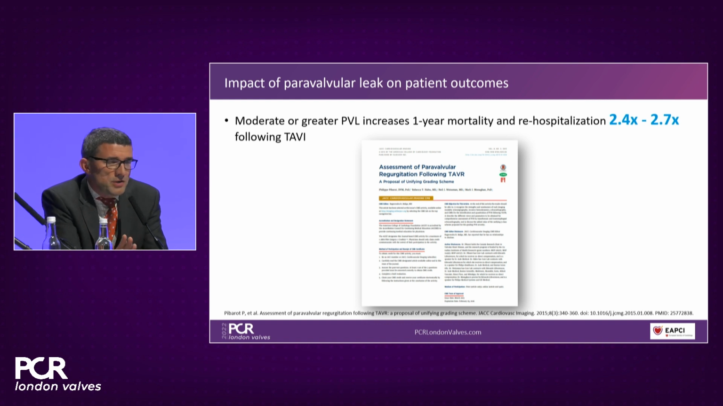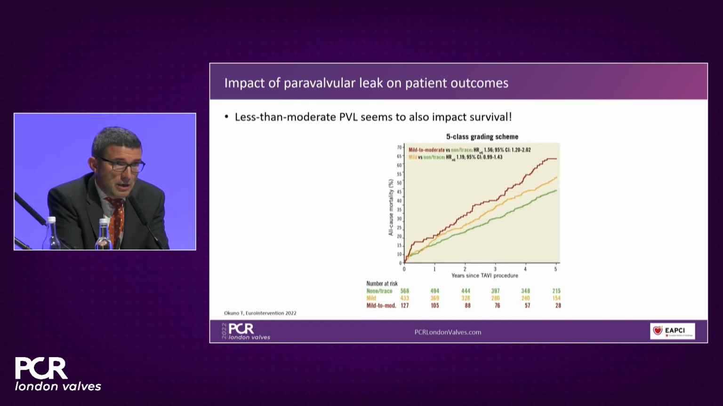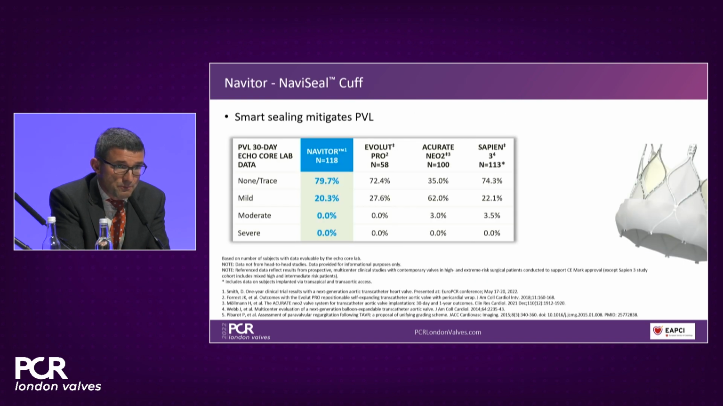That's all well and good, you might say. We're now in an era with more contemporary devices where we've largely minimized, if not eliminated, the risk of moderate or greater paravalvular leak. But that's not enough. We know that less than moderate paravalvular leak equally impacts survival. And clearly, if we are to provide optimum outcomes for our patients, we need optimal procedures that minimize the risk of even mild paravalvular leak.